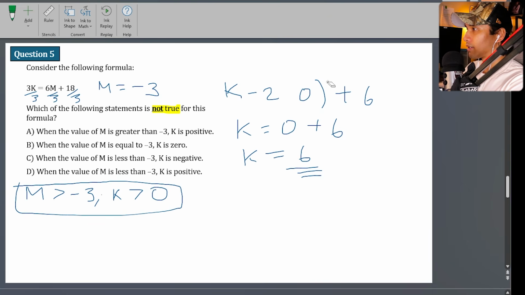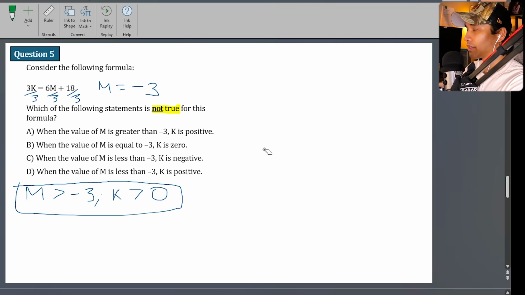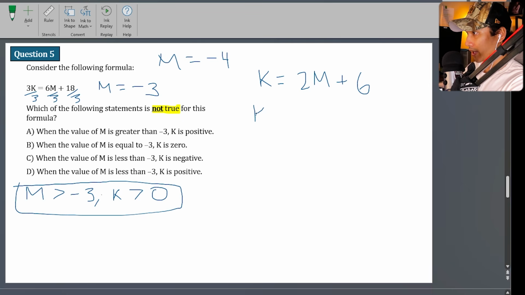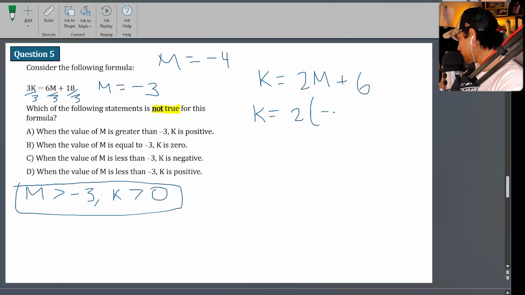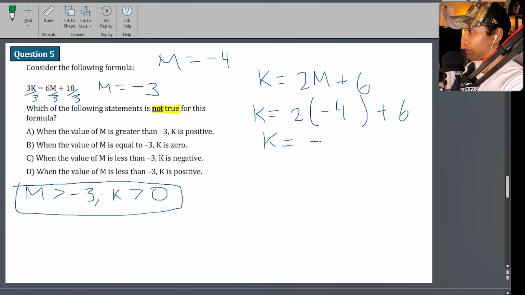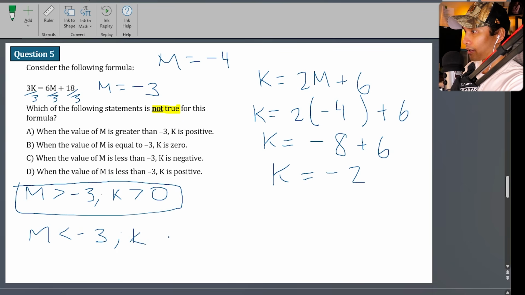Now I'm going to erase this. Oops, I erased the equation that I need to use, but good thing your boy could memorize it. So I need to choose a value that is less than negative 3. And I'm going to choose negative 4. Okay, and then we get k equals 2m plus 6. And then I chose m equaling negative 4. So k equals 2 times negative 4 plus 6. K equals negative 8 plus 6, k equals negative 2. So m values less than negative 3, and we get negative k values.